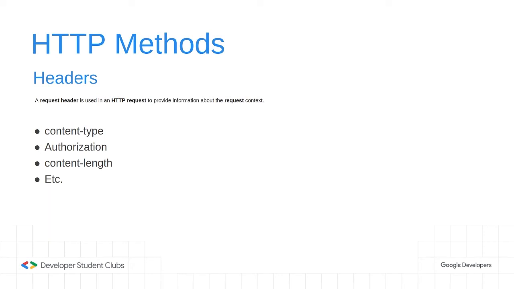Headers. So a request header is used in a HTTP request to provide information about request context. This is basically metadata about our HTTP request, like what kind of content it carries, like JSON, XML, its length, maybe authorization information like JWT token, bearer token, user password, its origin information, etc.